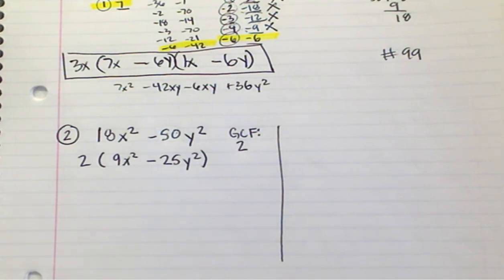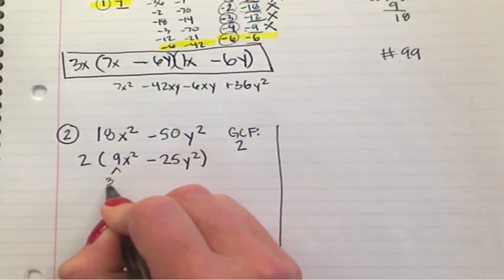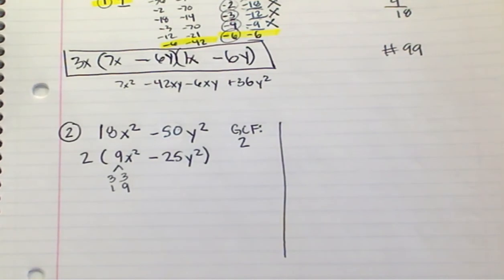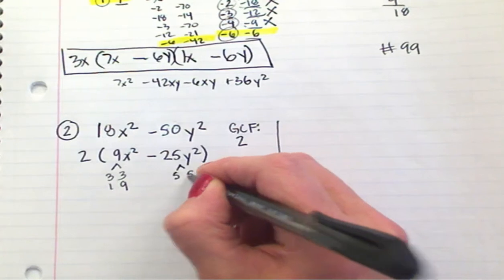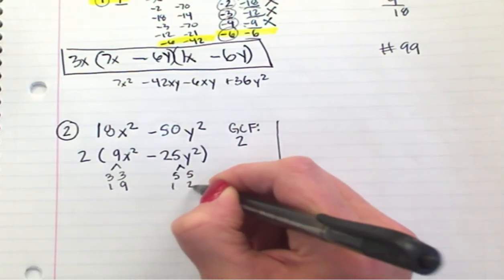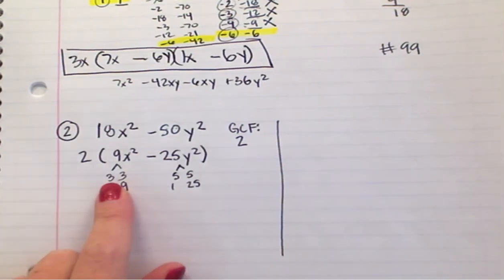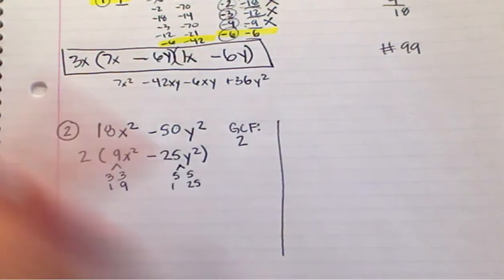Okay. So I am still going to write down the ways to multiply to get 9. And the ways to multiply to get 25. Because there's not a lot of them. They do happen to be perfect squares. How do I know that? Because 3, 3, and 5, 5. And, well, x, x, and y, y.